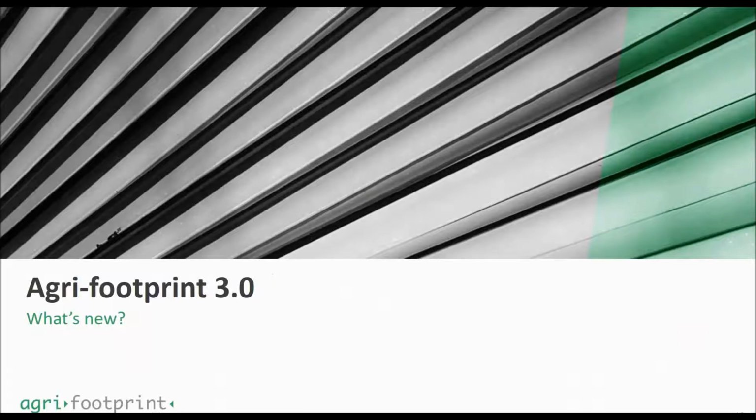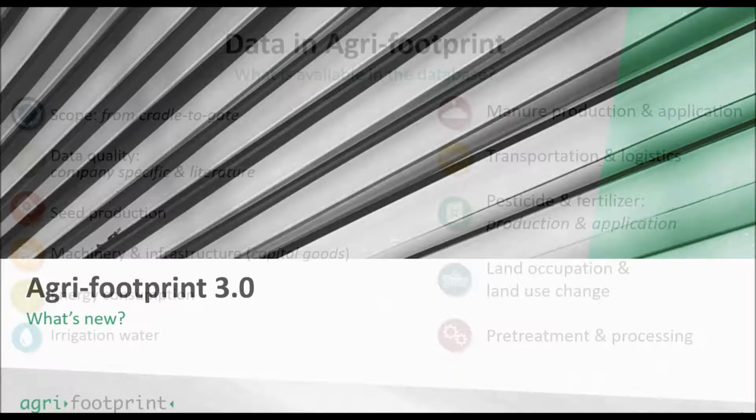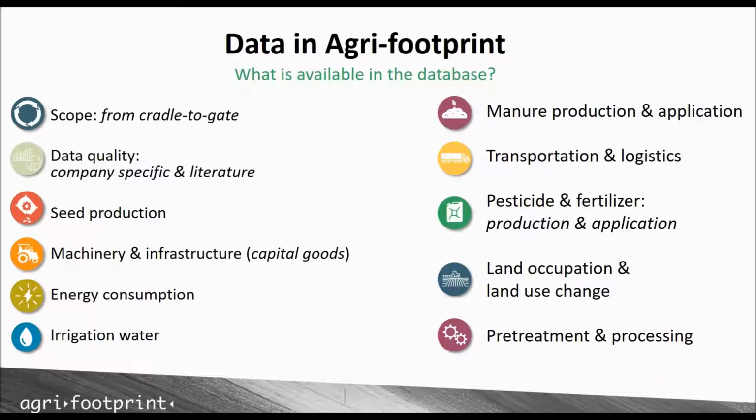Okay, so this slide is mostly for people that haven't worked with Agri-footprint. It gives an overview of the different inputs modeled within the database. Within Agri-footprint, the production systems are modeled from cradle to gate, which means that the processed foods, for instance, are not in the scope. With regards to data quality, the data is coming from publicly available sources and methodologies, as well as from company-specific data.